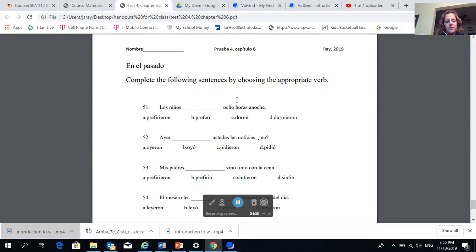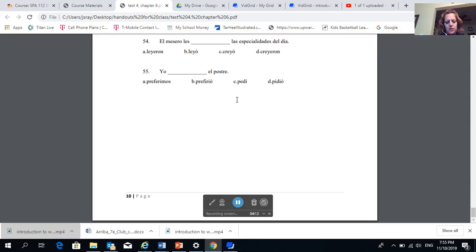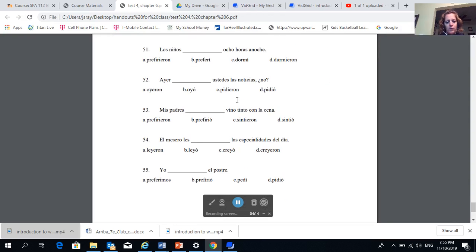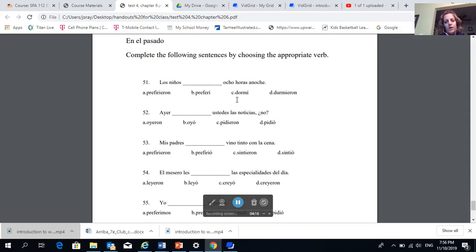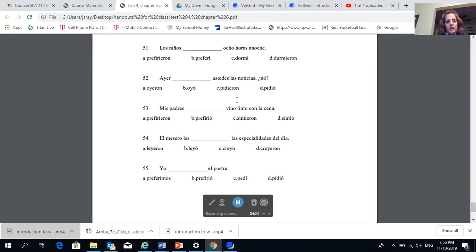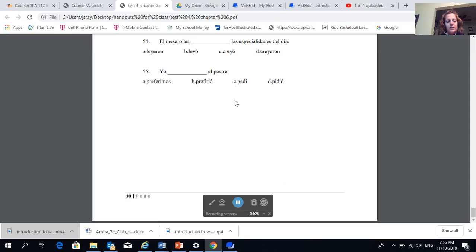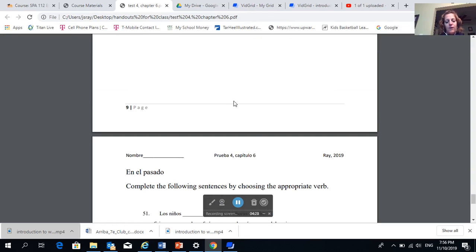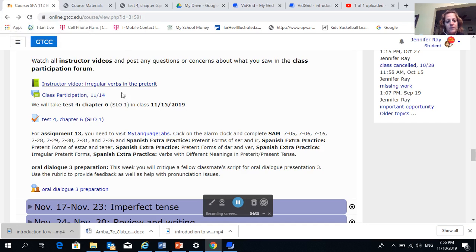In el pasado, complete the following sentences by choosing the appropriate verb. It's preterite again. You're given, I think it's usually two verbs, I'm sorry, not multiple formats, but two different spellings of two different verbs. Pick the verb that would best complete the sentence and then the spelling that matches who it is that's either doing the asking or the listening, etc. And that's everything that you have to do for your test.